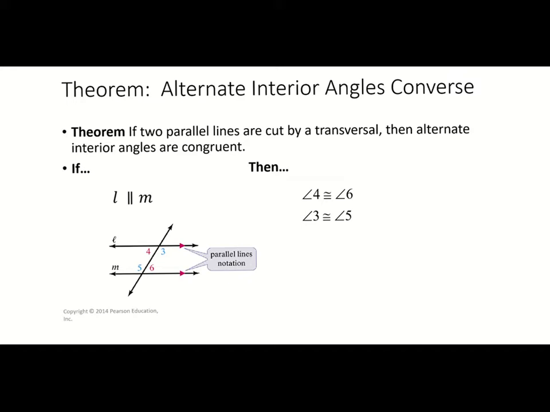Now for the converse, the theorem says if two parallel lines are cut by a transversal. So now the given information is that we have parallel lines, and we're looking at the angle relationship. If we have two parallel lines cut by a transversal, then alternate interior angles are going to be congruent. So for instance here, 4 and 6, because the lines are parallel cut by a transversal, they are congruent. And then also the pair of 3 and 5 are congruent.